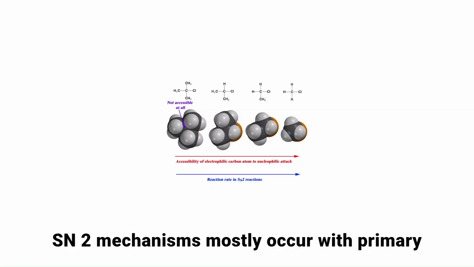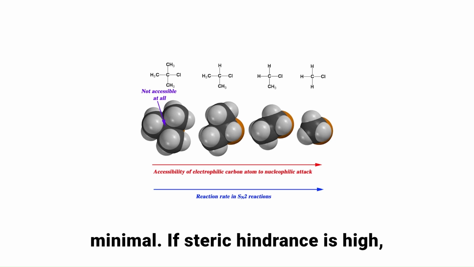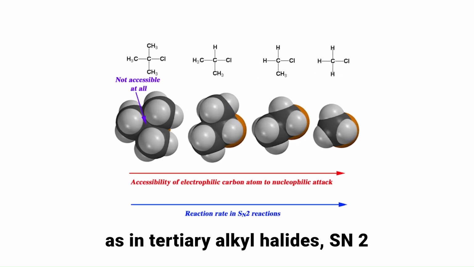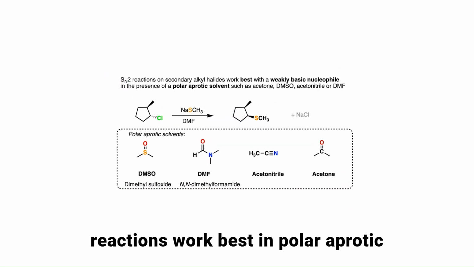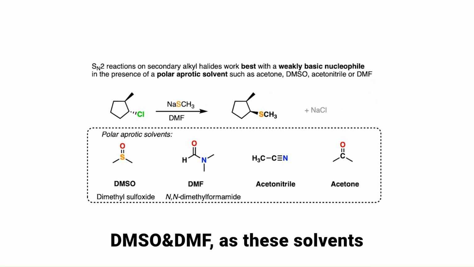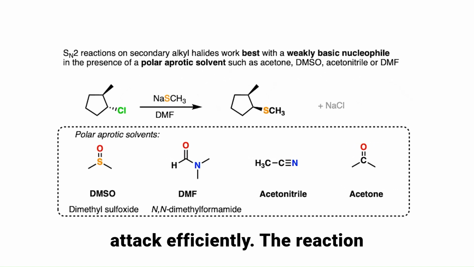SN2 mechanisms mostly occur with primary alkyl halides because steric hindrance is minimal. If steric hindrance is high, as in tertiary alkyl halides, SN2 reactions become difficult. SN2 reactions work best in polar aprotic solvents such as acetone, DMSO, and DMF, as these solvents keep the nucleophile free, allowing it to attack efficiently.